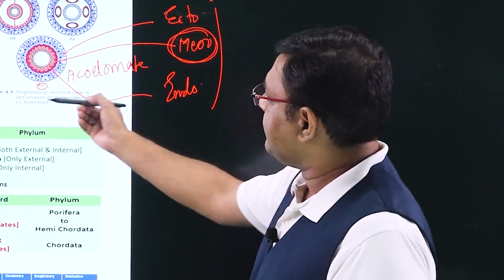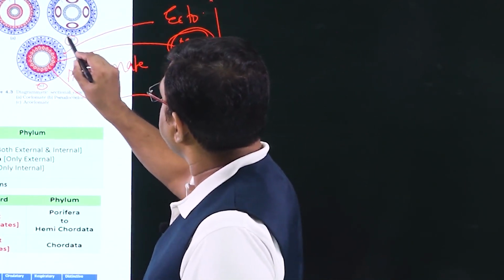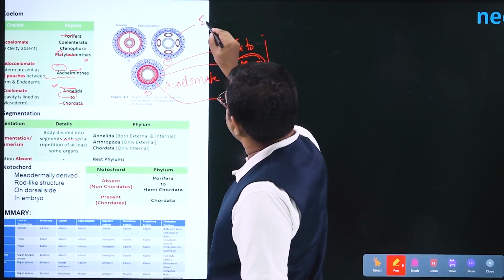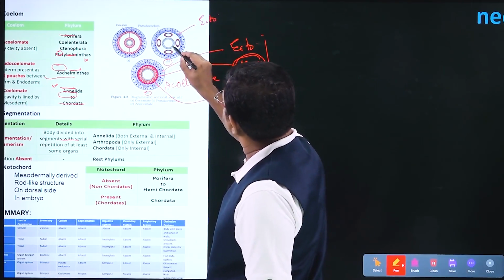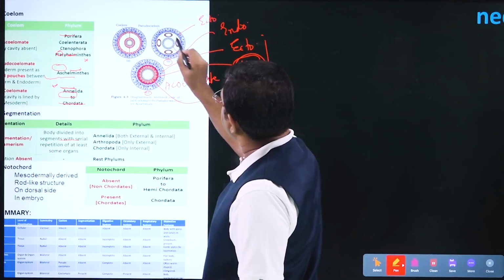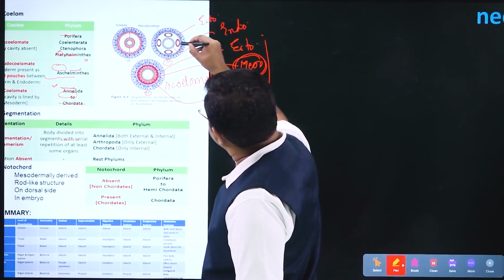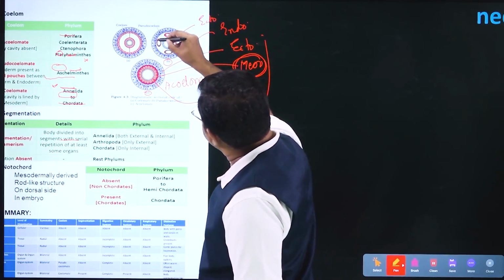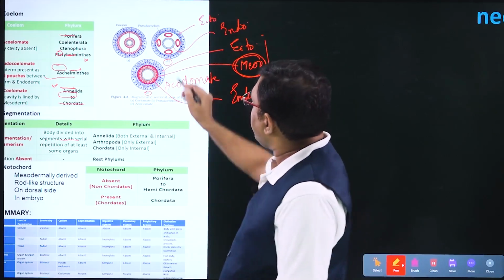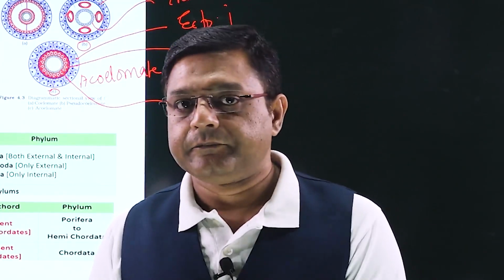The second diagram is pseudocoelomate. In the case of pseudocoelomate, this outer layer is ectoderm, this inner layer is endoderm, but in the middle part, if we see, then we can see these pouches. Now these pouches are scattered pouches of mesoderm, and that is why we say that this is the pseudocoelomate condition.